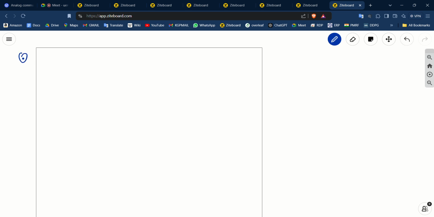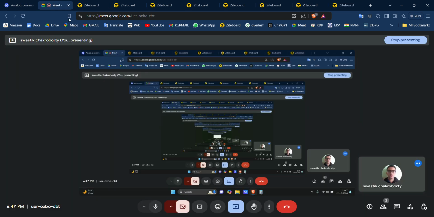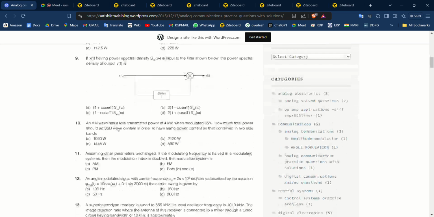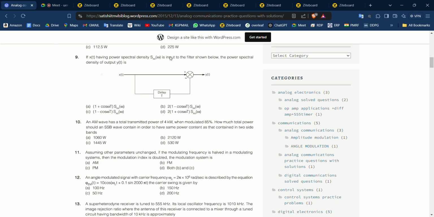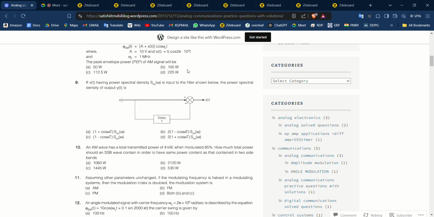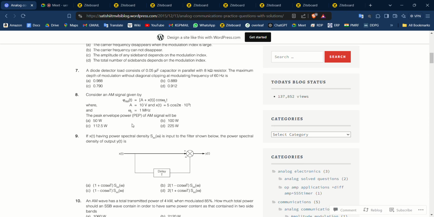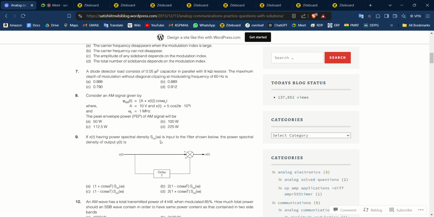Now let's go to question 9. If x(t) is having a power spectral density Sxx(omega), okay, so the input power spectral density is Sxx(omega), the power spectral density of the output is.